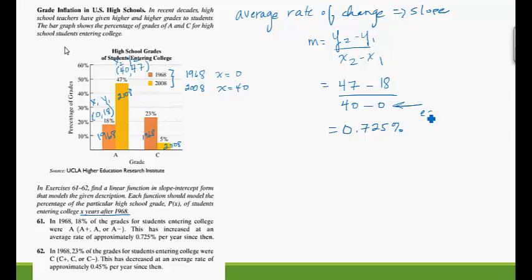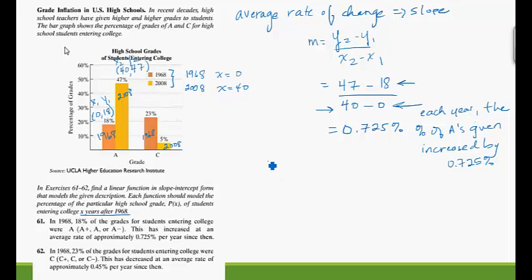So let me write that here. Each year the percentage of A's given increased by 0.725%. And this is on average. We don't know that each year it increased exactly this much, but when you average it out over this, the change in the percentage over the number of years, it averages out to be about 0.725% each year.